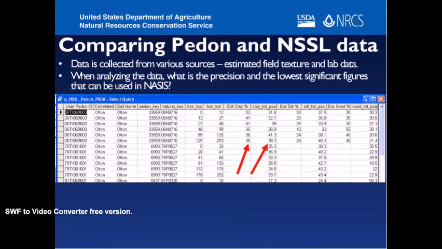Case in point, everybody that's listening to this has probably used the estimated clay content, and also looked at the lab data. So they may have estimated 36% clay while they were in the field, but the lab results showed 38.3. We've all done this, but what is the lowest significant figure of the data that you're using?